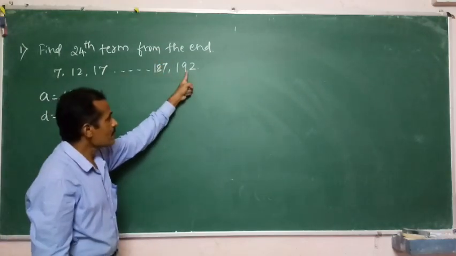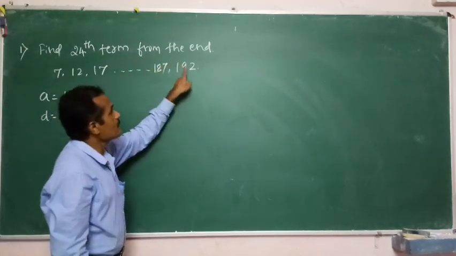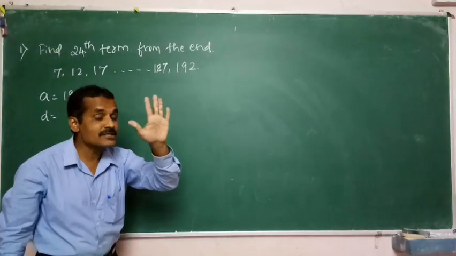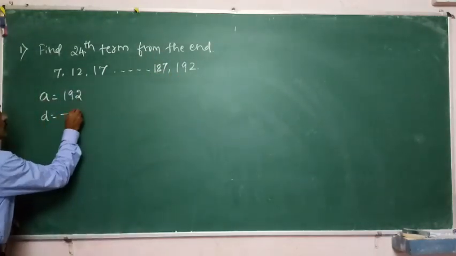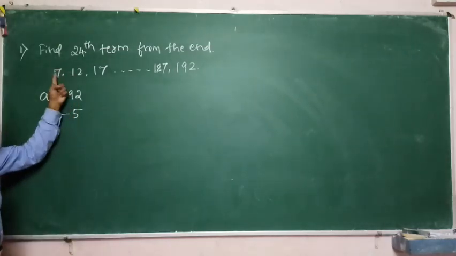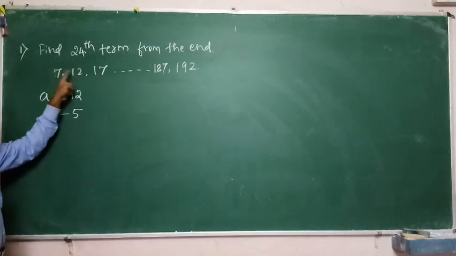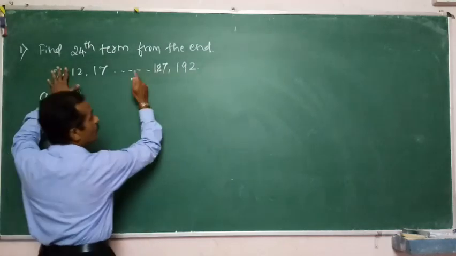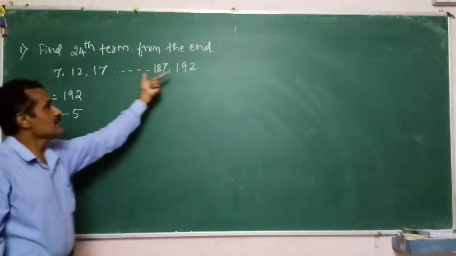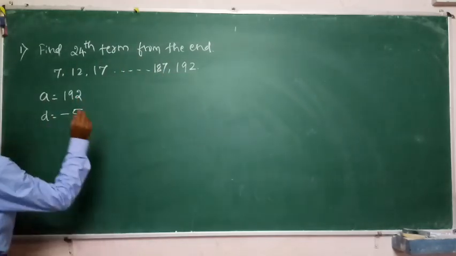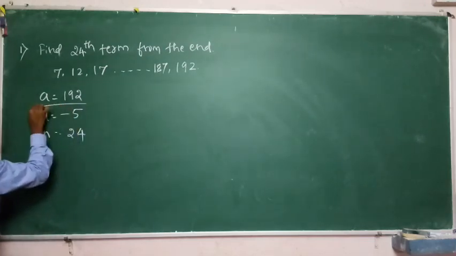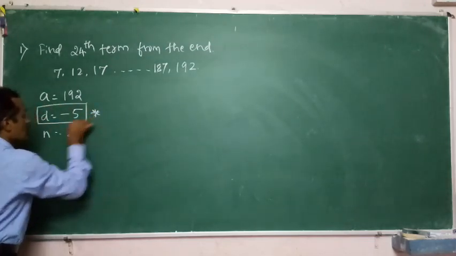This is the first term, this is the second term. Second term minus first term: 187 minus 192, the answer is minus 5. So D is not plus 5, it is minus 5. How can you say? Here, second term minus first term is 5, so when you come from reverse, when this is plus, this is minus. Okay, it is minus 5. For the 24th term, n is equal to 24.